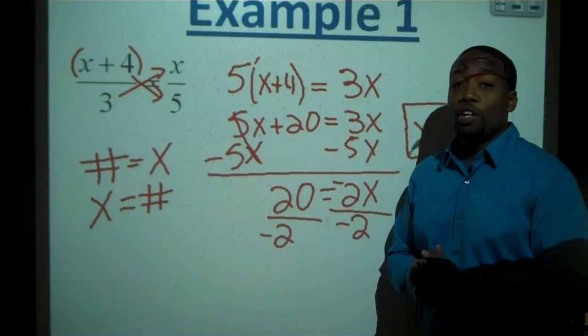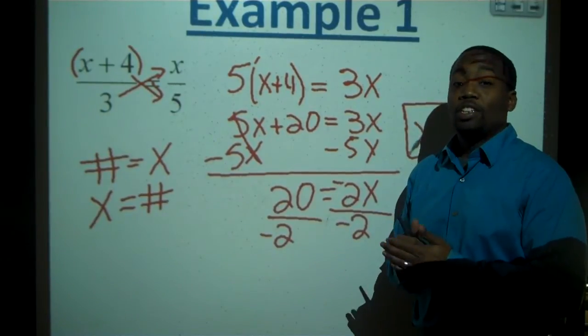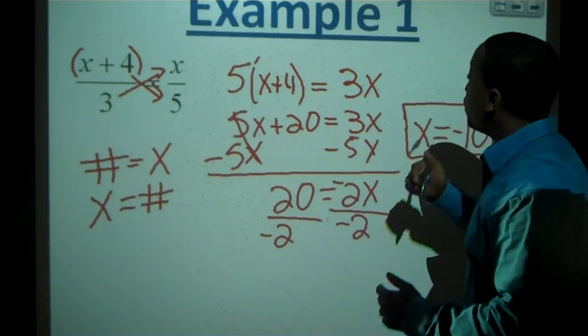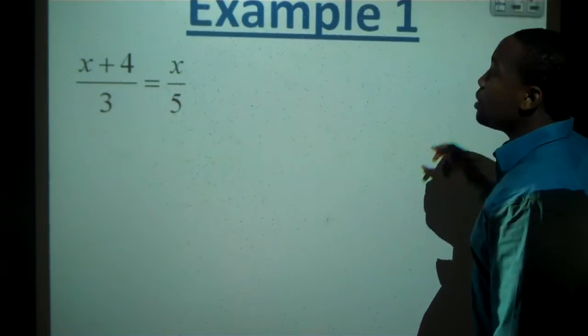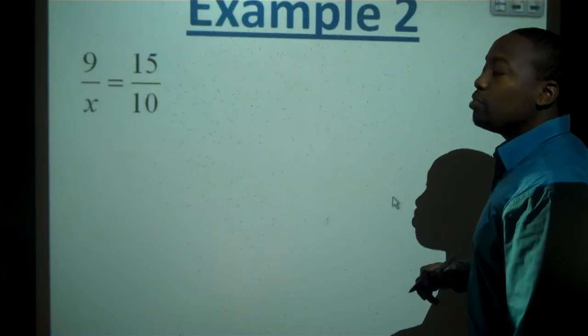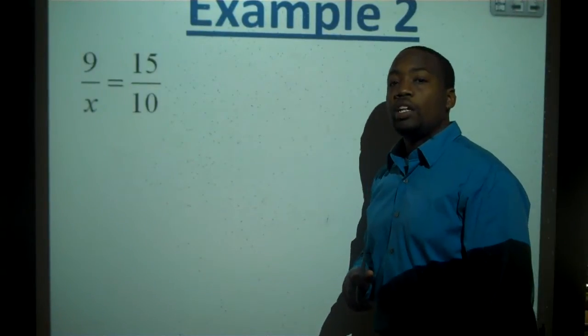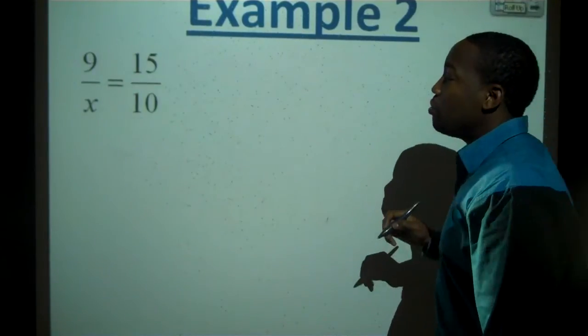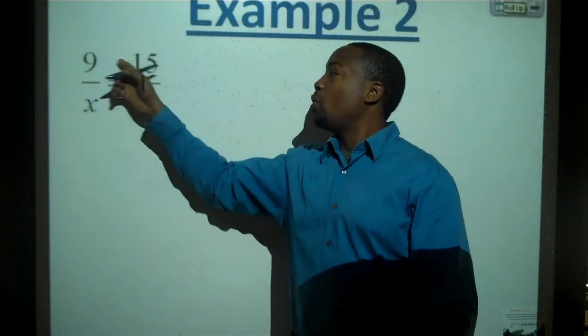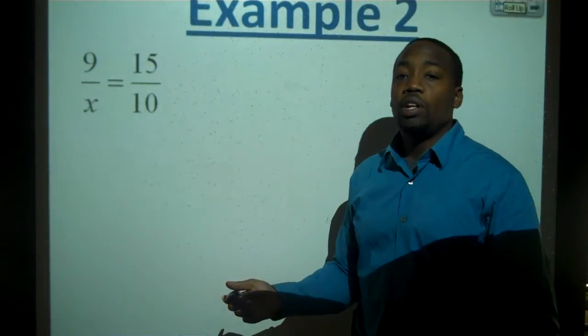Hopefully this is pretty straightforward and simple. Alright, let's go to the second example. I think the second example is actually really easy, but I'll jump into it anyway just to make sure you got it. We don't have a binomial in this situation. We just have our regular monomials all the way around, so I don't have to put parentheses around anything.